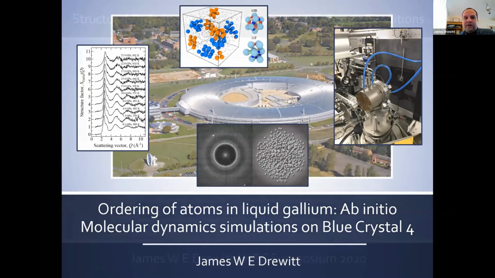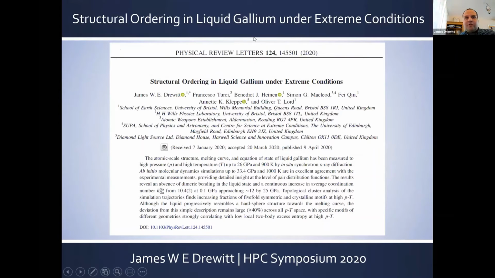So the work I'm going to present today is the subject of a recent paper entitled Structural Ordering in Liquid Gallium Under Extreme Conditions, and this was published in Physical Review Letters in April, so during lockdown. And it's available open access, so please take a look.